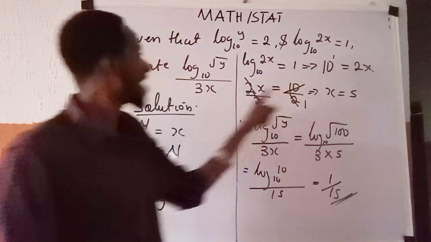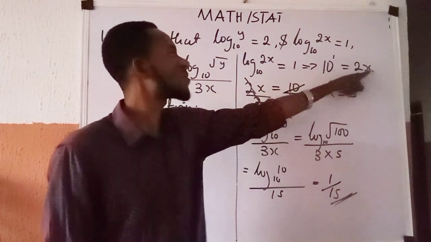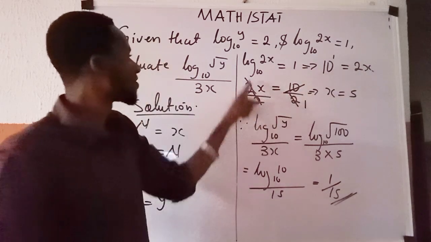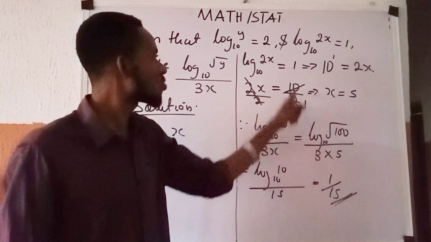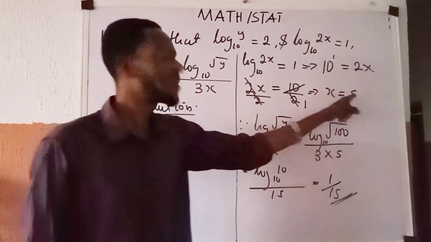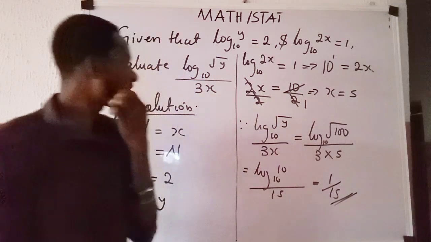What do I do? I divide both sides by the coefficient of x, which is 2. Then 2 will cancel 2, and I am left with x. These 2 will cancel into 10, which will give me 5. I am glad I've got the value of x, which is 5. So I quickly come over here now.